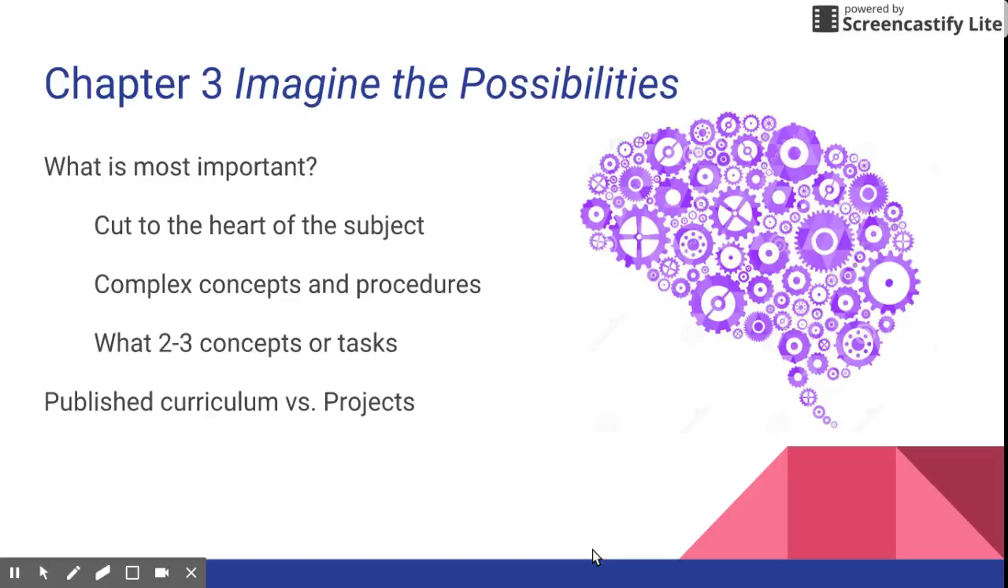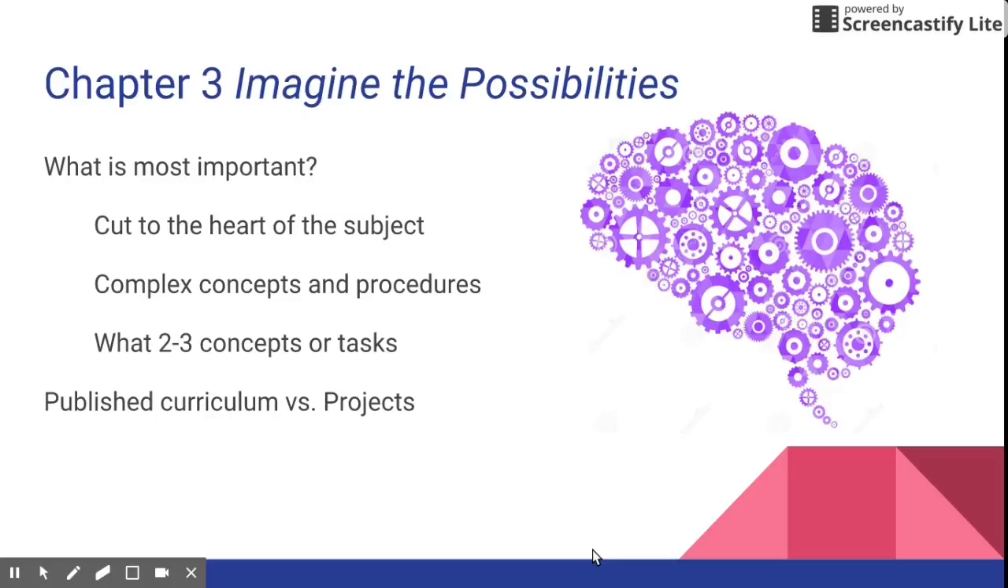Now, with a published curriculum versus project curriculum, the published curriculum, that would be like your textbook. Those can be a little hard to use. They're predictable, generic. Everything's broken down into little digestible bits, and everything has been judged for you. You don't get to make those decisions of what's most important for your students.